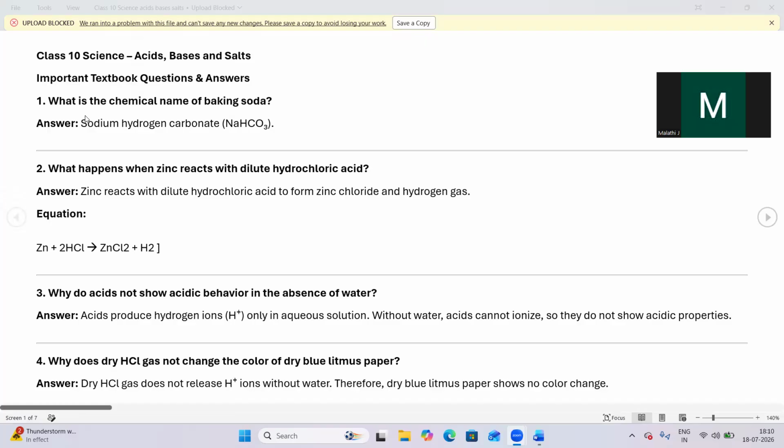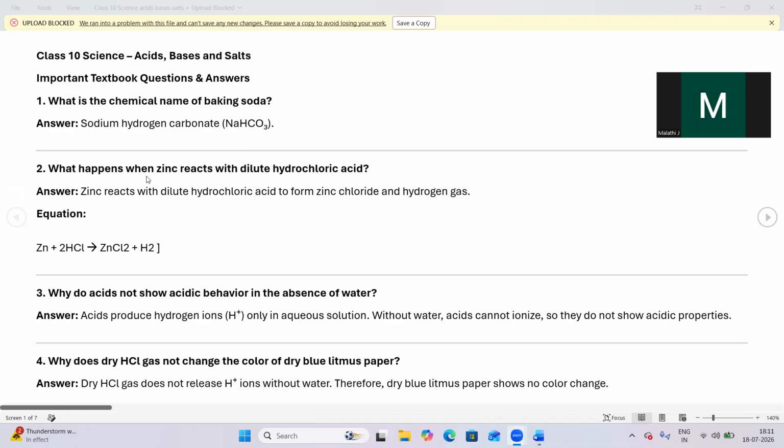First question: while explaining the chapter last session, I said already, what is the chemical name of baking soda? They may ask all the chemical names, like plaster of Paris, baking soda, bleaching powder. So the chemical name of baking soda is sodium hydrogen carbonate, NaHCO3.